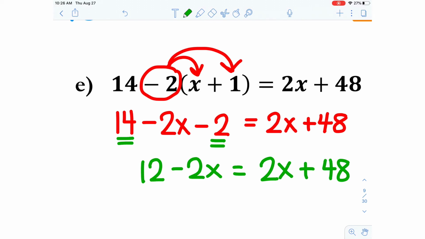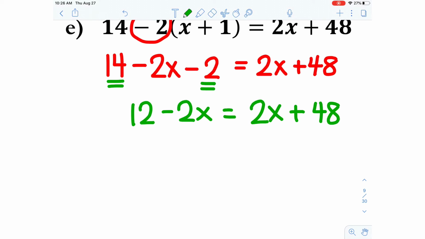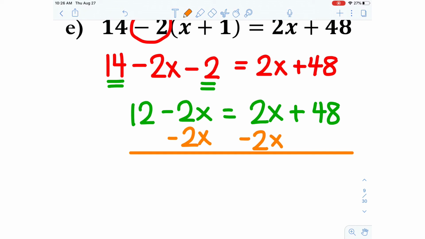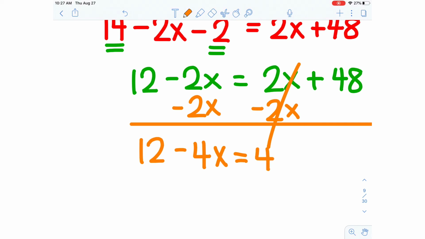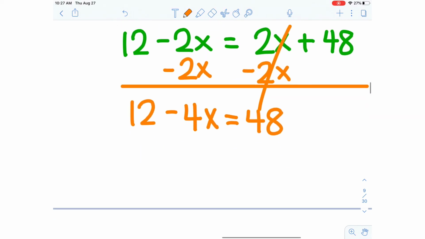Now, it doesn't matter which way I bring my x's. Some people might want to bring the x's to the right so that the x's stay positive. That doesn't really matter to me, so I'm going to bring my x's to the left. Again, though, if you want to do it the other way, that's okay. Oopsies, I crossed off the wrong one. We got 12 equals, oh, I'm wrong. 12 minus 4x, I'm losing my mojo, equals 48. Here we go. Let's get it back.